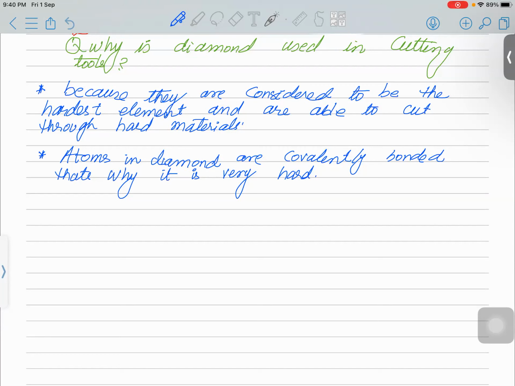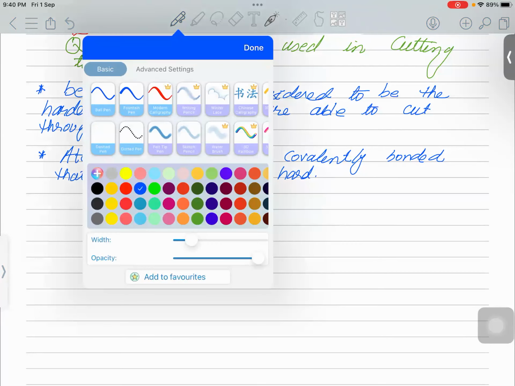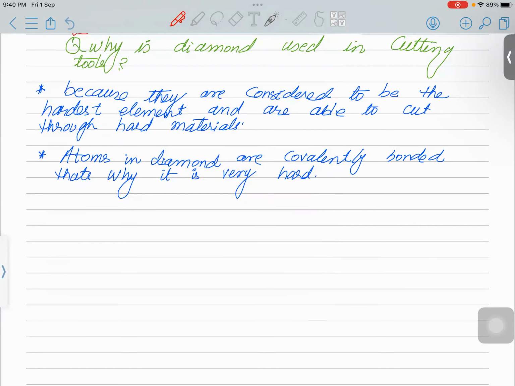Any idea? If you want to cut diamond, which material is used to cut the diamond? Sir, to cut diamond, you have to use diamond. Exactly. So diamond cuts diamond.